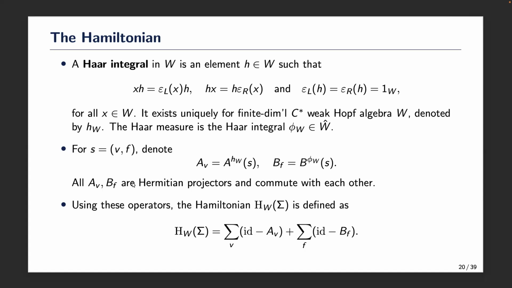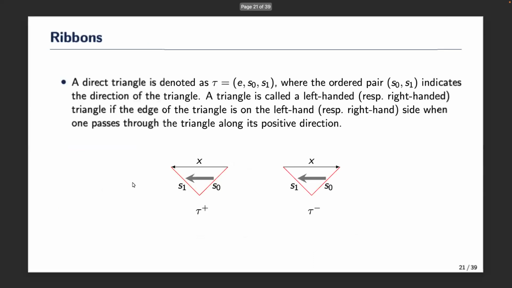This is the Hamiltonian. We just straightforwardly generalize the things from the Hopf algebra case, and there is nothing new here, only the computation is more complicated than in the Hopf algebra case. So let's consider the ribbon operators in this case.